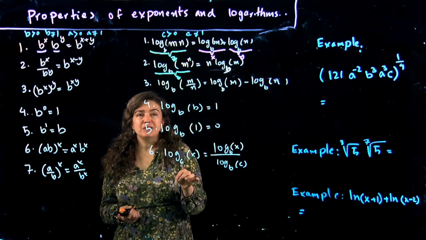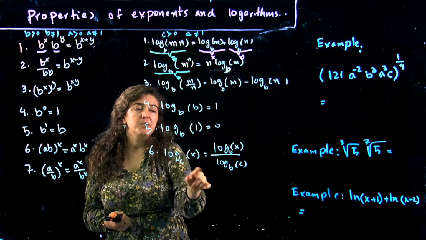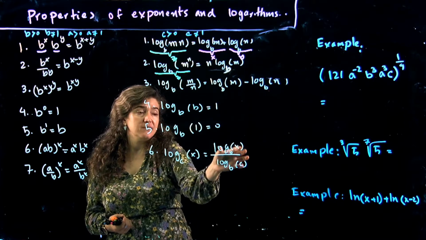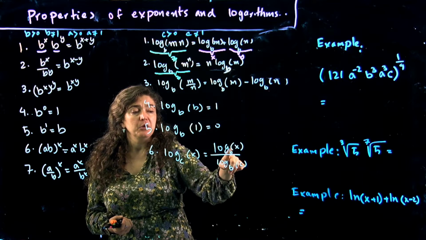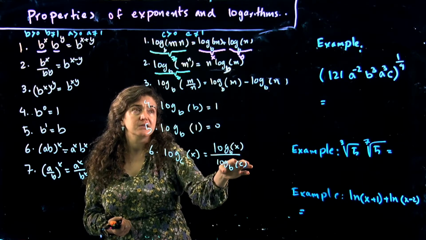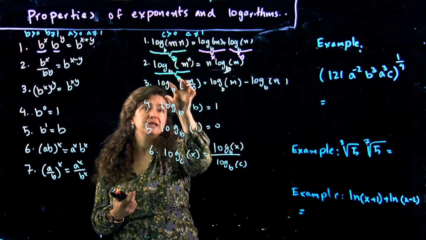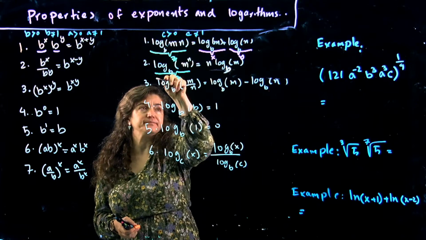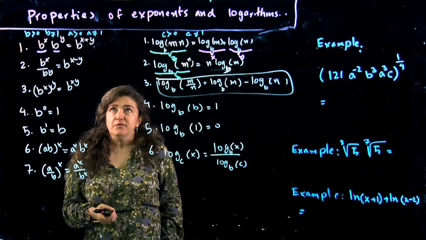I want to make a point out of it when memorizing the properties. Remember, when there's a division of the logs, it works on the base, and it doesn't work the same way that this property works.